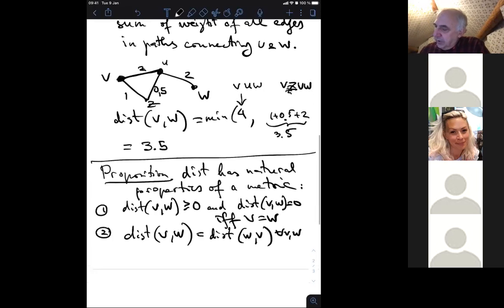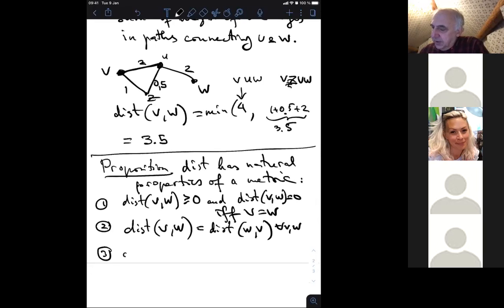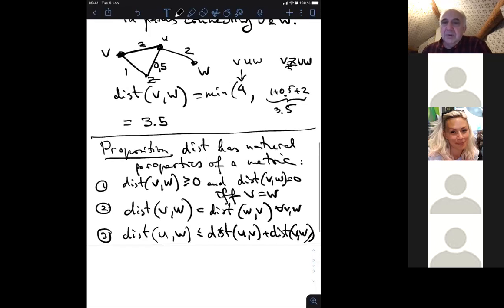And finally, distance satisfies the triangle inequality, which is the most important, meaning the distance from u to w is smaller or equal than the sum of the distance from u to v plus the distance from v to w. So that's the usual inequality for distances, which is valid in all situations you probably have ever encountered in your mathematical studies. Okay.